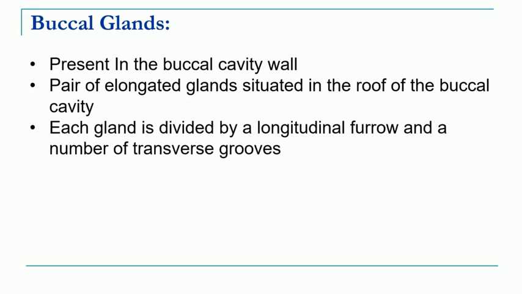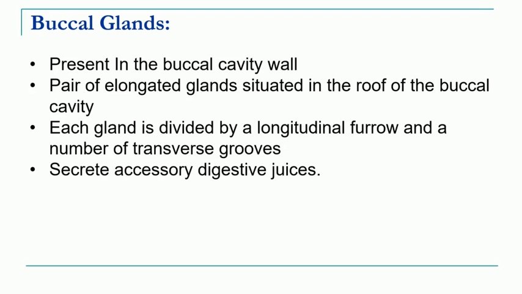Each gland, out of this pair, is divided by a longitudinal furrow or depression and a number of transverse grooves. So by furrows and grooves, it is further subdivided, and they are said to secrete accessory digestive juices. Certain digestive juices which are essential in the process of digestion are secreted by these buccal glands. So you should remember this.